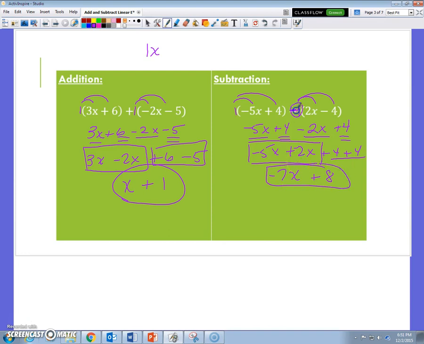Okay, so this minus sign is very, very important because it changes both signs in the second parenthesis, not just one, both. Okay, the subtraction has nothing to do with the first parentheses at all, just the second parentheses.